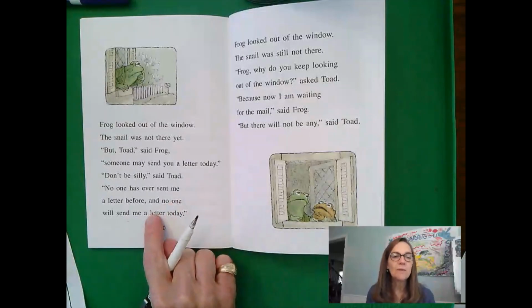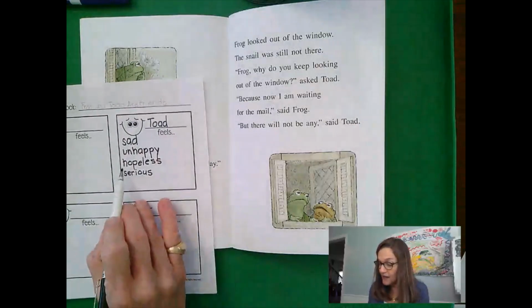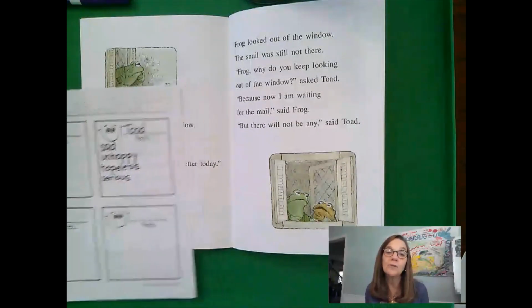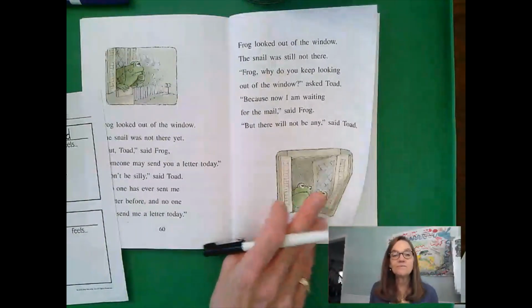No one has ever sent me a letter before, and no one is going to send me a letter today. So he's still feeling hopeless. And let's move on.